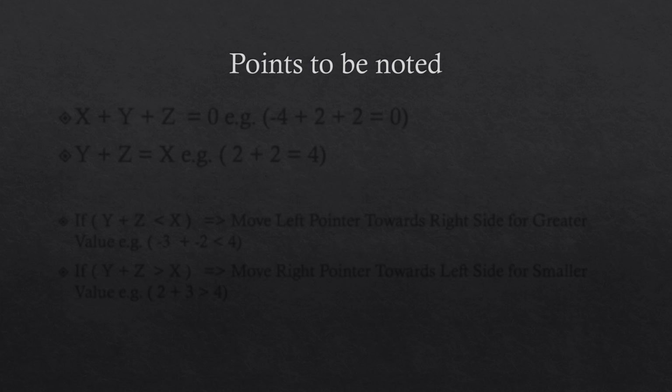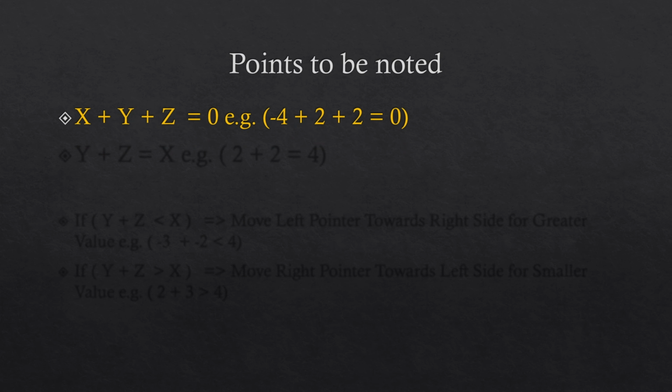But before moving forward, there are some points that we need to remember. We have a triplet x, y and z whose sum is equal to 0. So it will be something like -4, 2 plus 2, and if we add them it will be equal to 0. So we can say y plus z is equal to -x. For example, 2 plus 2 is equal to 4, so it is the same like that.